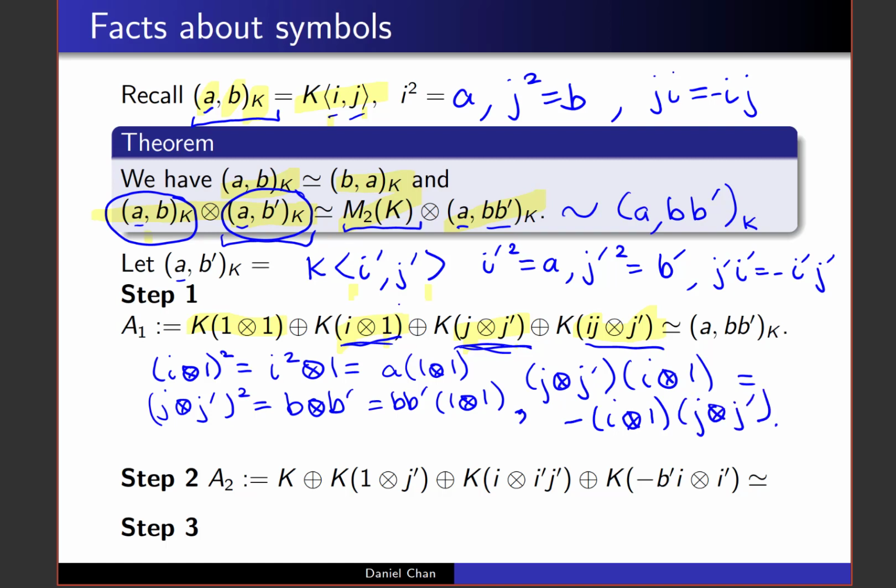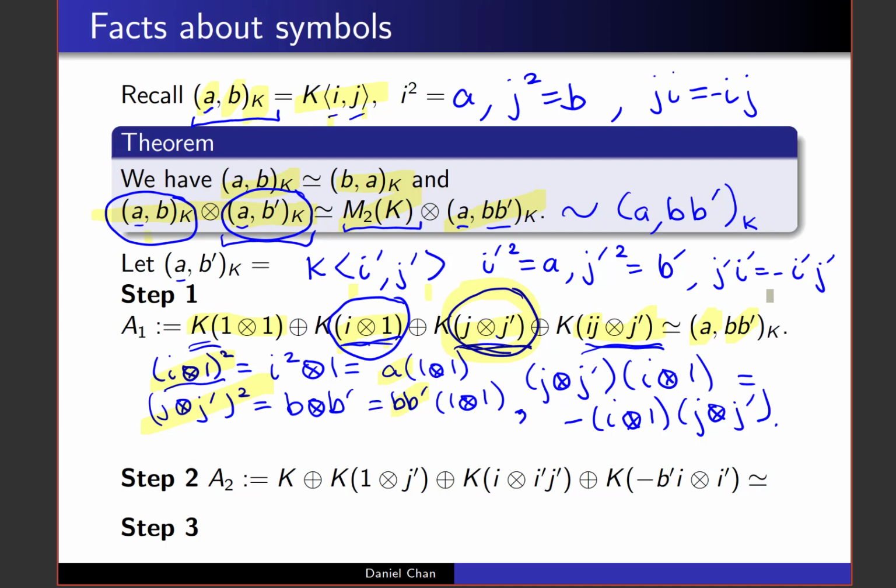So the key point here is that this i tensor 1 squares to something in the field. This j tensor j prime squares to something inside the field. And these two generators skew commute. Okay, the product is this one here. So we actually get a nice quaternion algebra. And let's see which quaternion algebra do you get? Well, i tensor 1, when we square it over here, we got a. So that's why you get an a here. And this j tensor j prime, when you square it, you got b prime. So that's why you get the b prime there. Okay, so that's very nice.